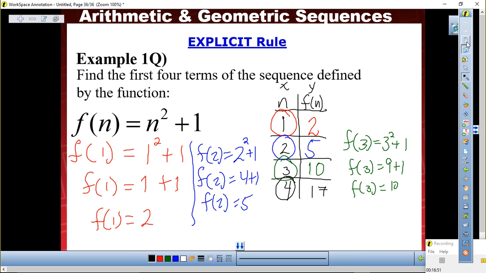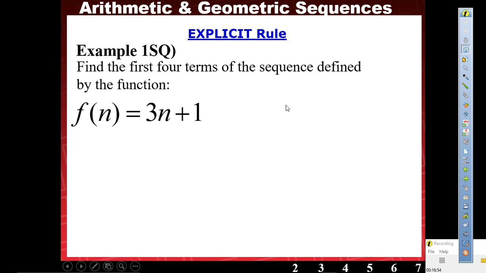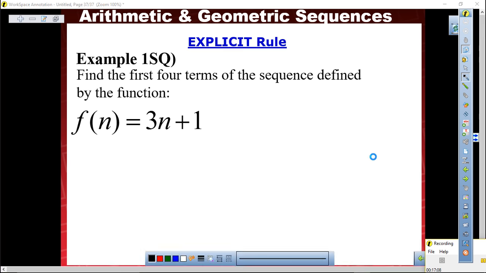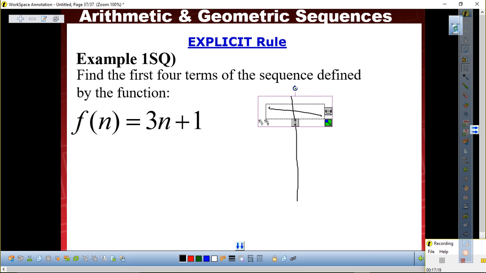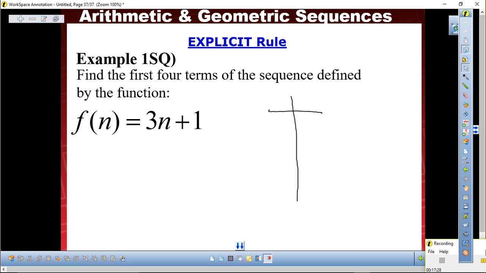All right, so therefore do this next one by yourself. Example 1, super cube. You don't have to write the instructions anymore. Just write the function. F of n equals 3n plus 1. And fill in your table with 4 terms. And I'll help you out with this one just to get started. There you go. All right, ready, go. Copy that and finish it off.